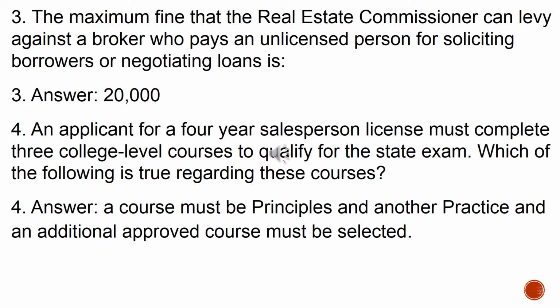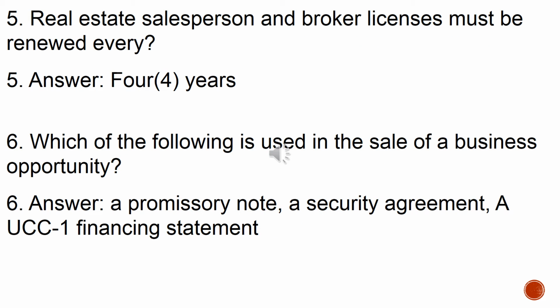Question number 4. An applicant for a 4-year salesperson's license must complete 3 college-level courses to qualify for the state exam. Which of the following is true regarding these courses? Answer, a course must be principles and another practice, and an additional approved course must be selected. Question number 5. Real estate salesperson and broker licenses must be renewed every, answer, 4 years.